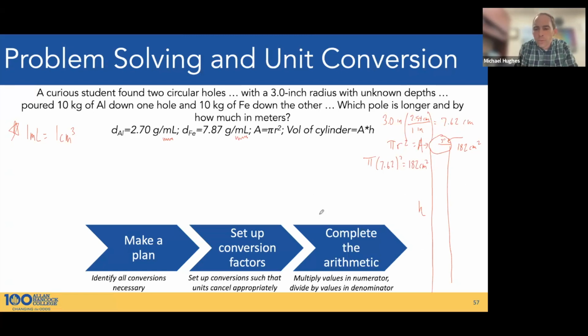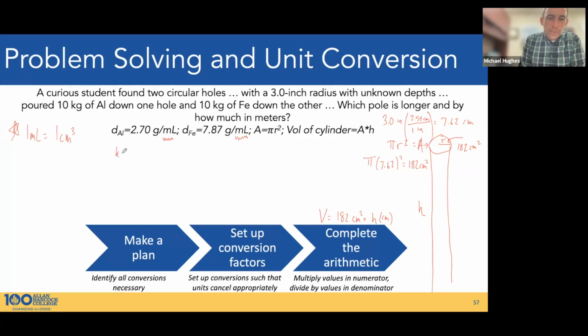So our volume of our pole is 182 centimeters squared times the height in centimeters, because those would be centimeters cubed. So our volume will need to be in centimeters cubed to make any sense. So let's make a plan.